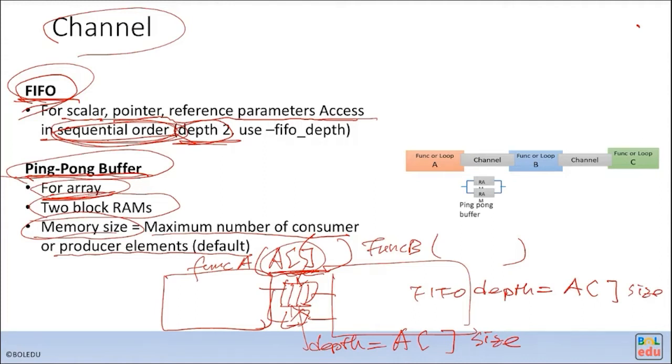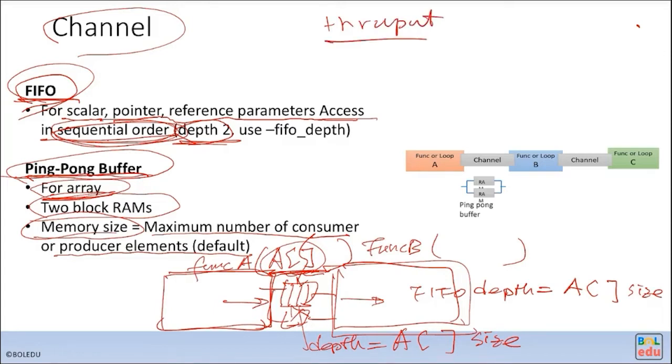Okay. So if you know the throughput rate of these two functions is actually the same, that means when you produce one piece of data and this function can consume it right away, then you can reduce the FIFO size. Another thing is throughput. Keep in mind, throughput and latency are quite different.